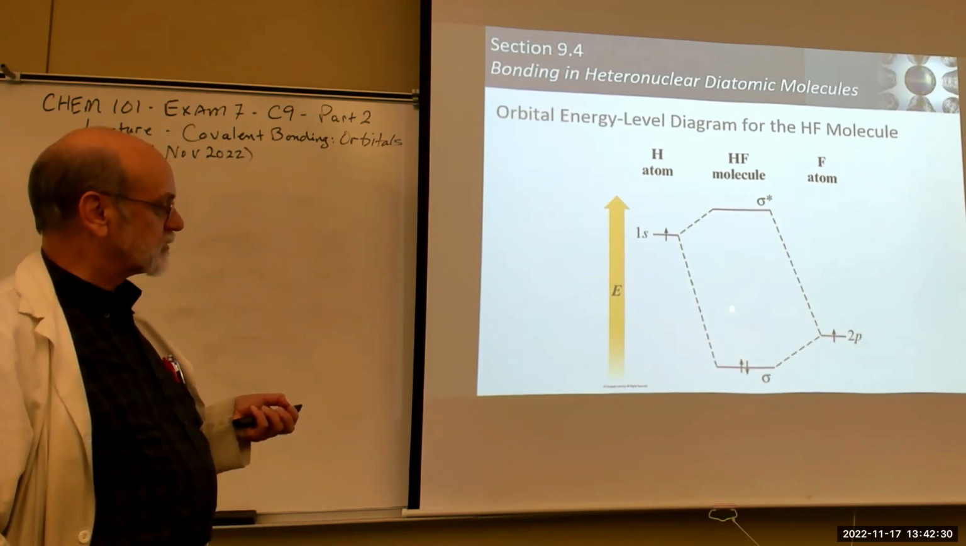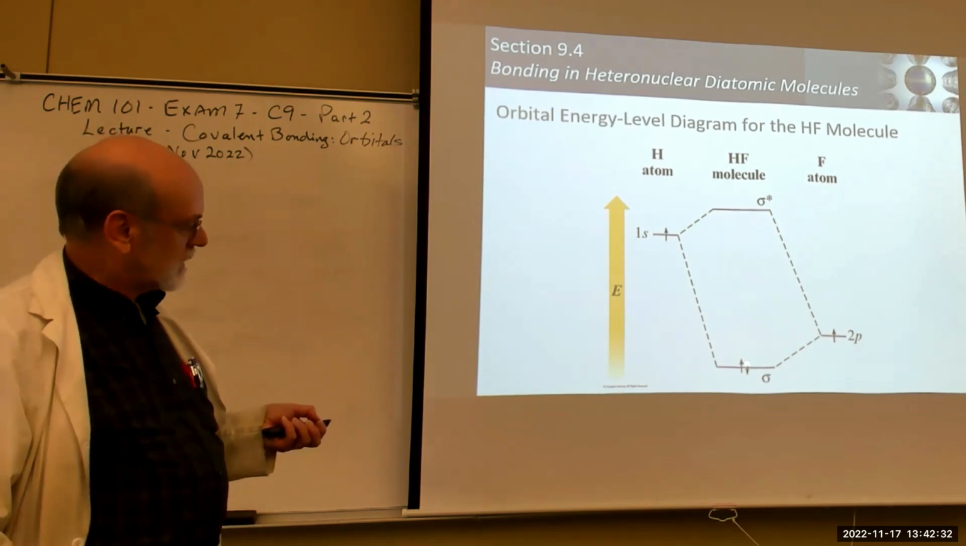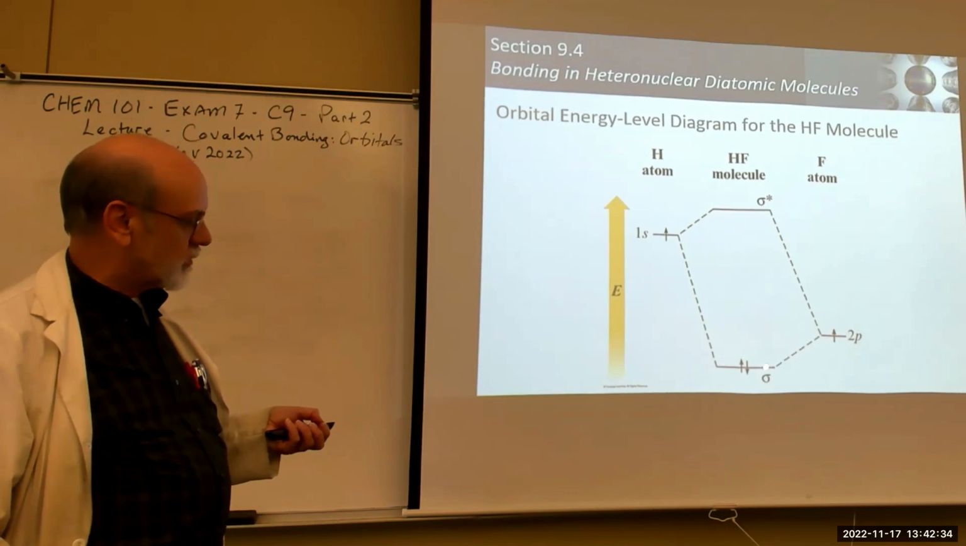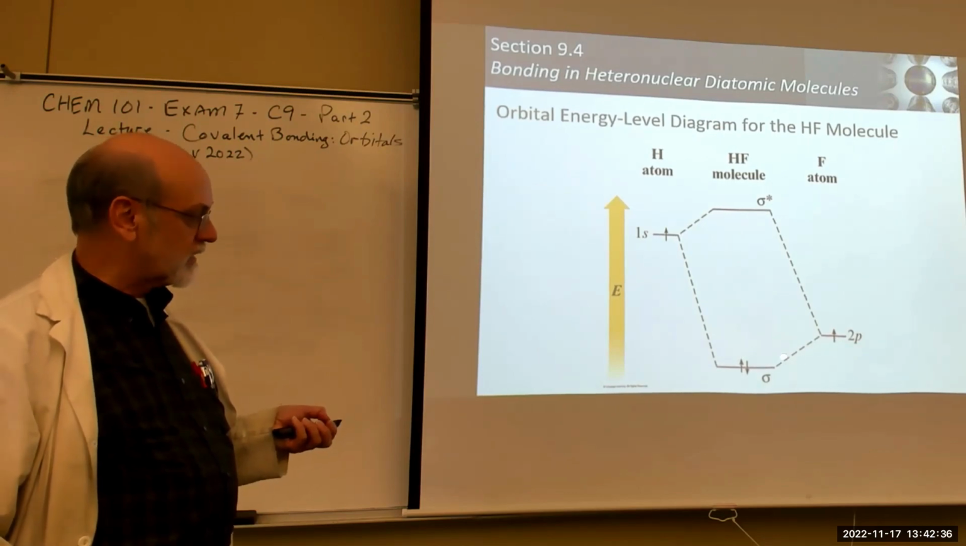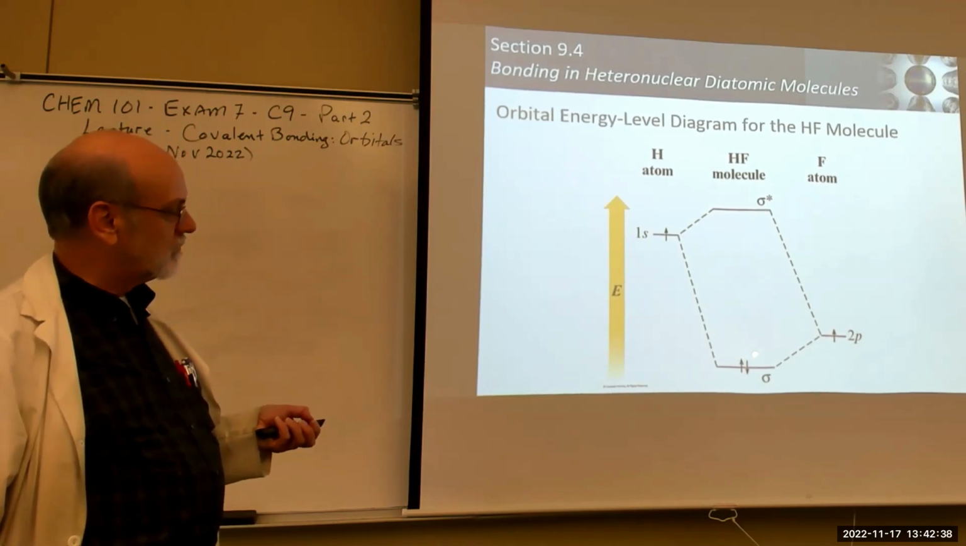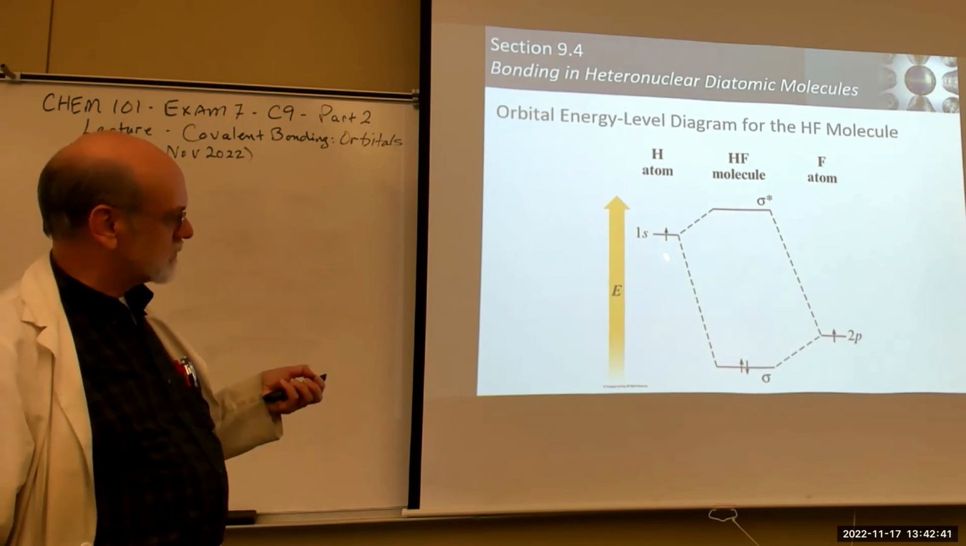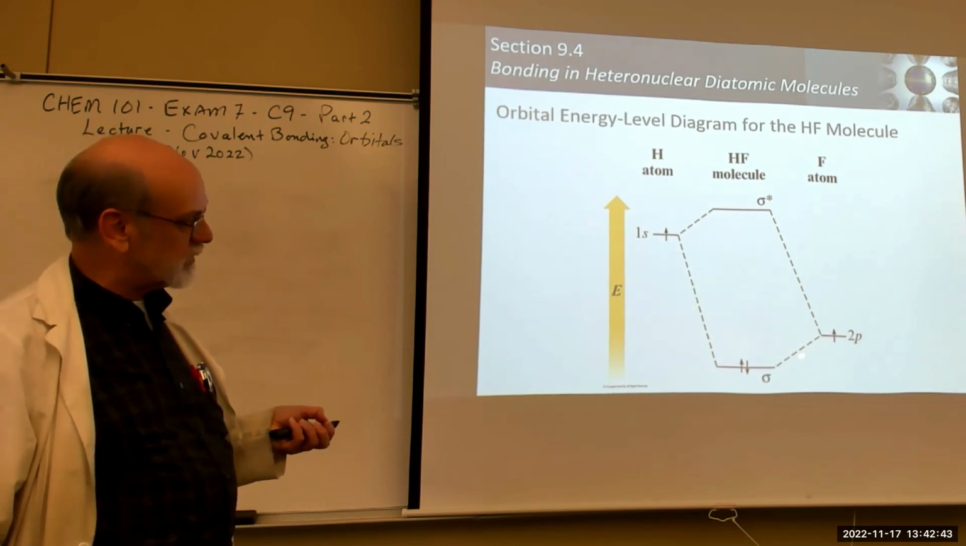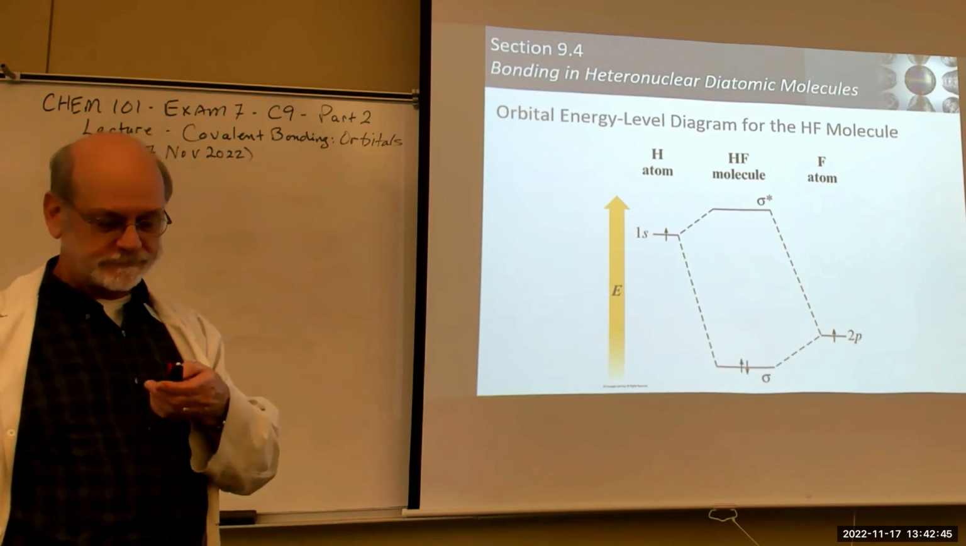And similar to my previous argument, these electrons that enter the molecular orbital are closer to where they came from on the fluorine side than they do on the hydrogen side. So we would expect the bond to be polar toward fluorine.